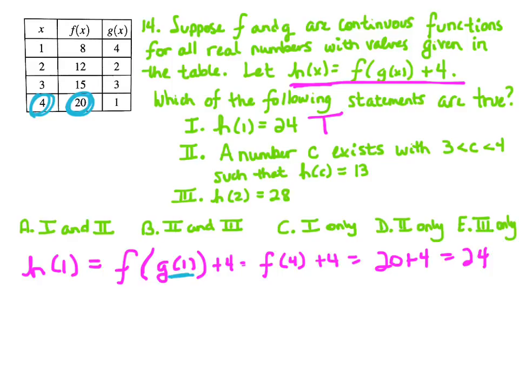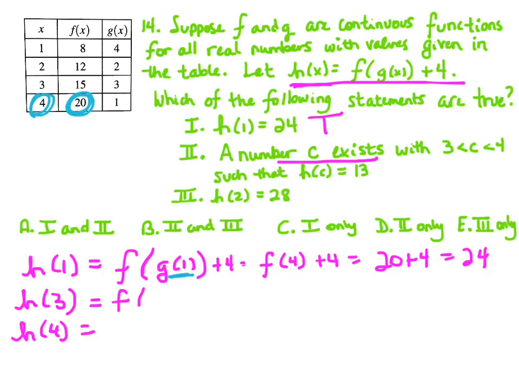All right, the next statement: a number c exists with c between 3 and 4 such that h of c equals 13. Hopefully you recognize that statement as the intermediate value theorem, because we're just proving that a number exists. That's our existence theorem, and I want to know that somewhere on the interval 3 to 4 the value of h is equal to 13. So here's what we need to do. We need to find h of 3, and then we're going to find h of 4.